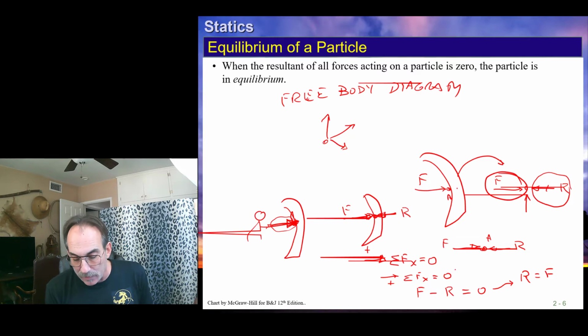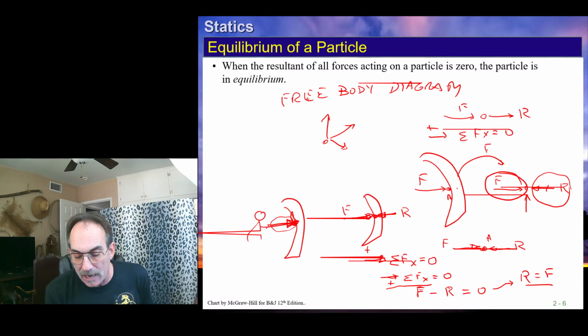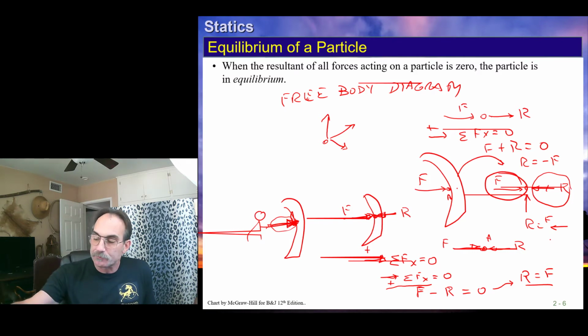Obviously R is in the opposite direction, but we accounted for the directions by assuming F was positive. F is in the positive direction, R is in the negative direction, so when we solve, the magnitude is positive. Now if we had actually misdrawn this and drawn the reaction in the same direction as F, we would have summed our forces in the x direction equal to 0 in the same way. We would have said F plus R equals 0, and we would have found that R is negative F, which means R has the same magnitude as F but is in the opposite direction. That's a way to do that. Got it?